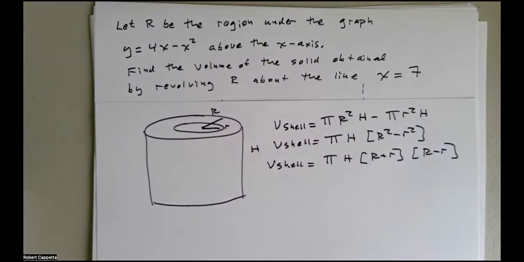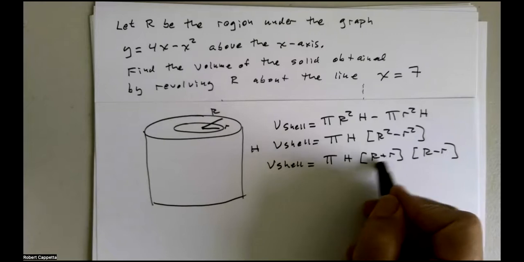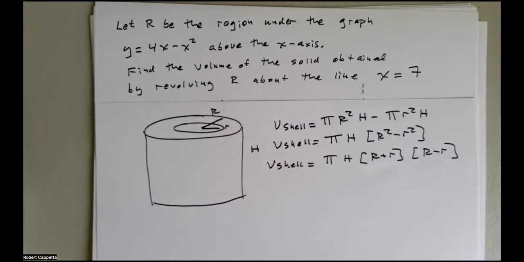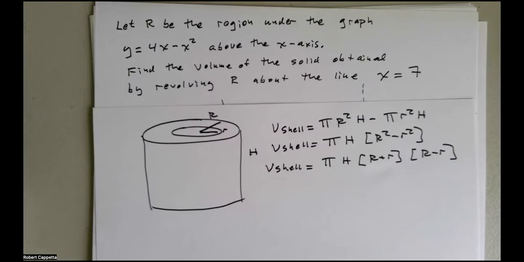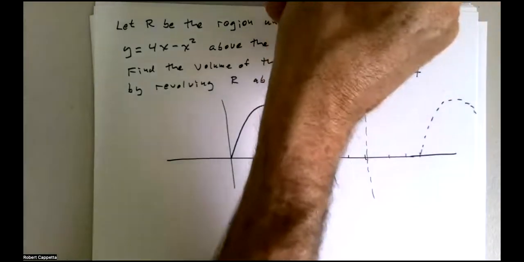So this is always what we want to keep in mind when we are playing with cylindrical shells. And the question is almost always going to come down to what is big R plus little r? That is the challenge that we need to look at. So let's really emphasize that. Let's think about what big R plus little r is going to be.